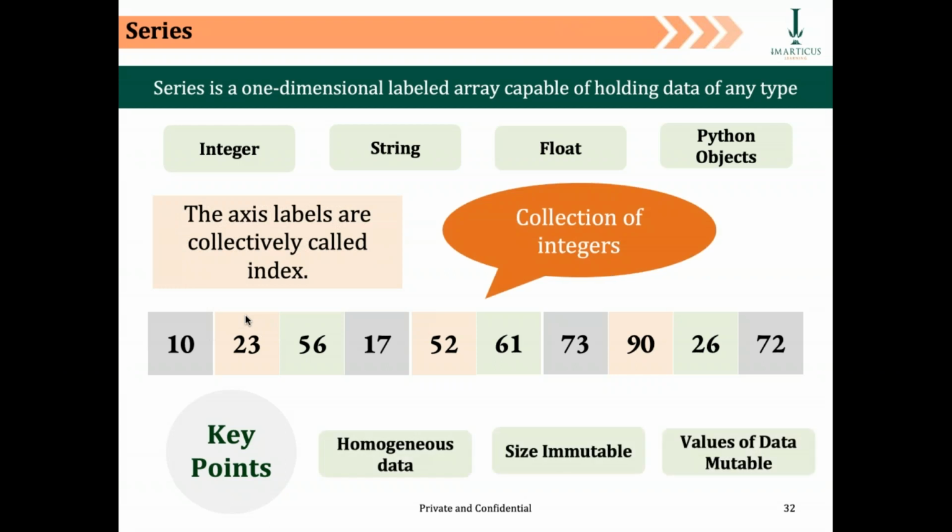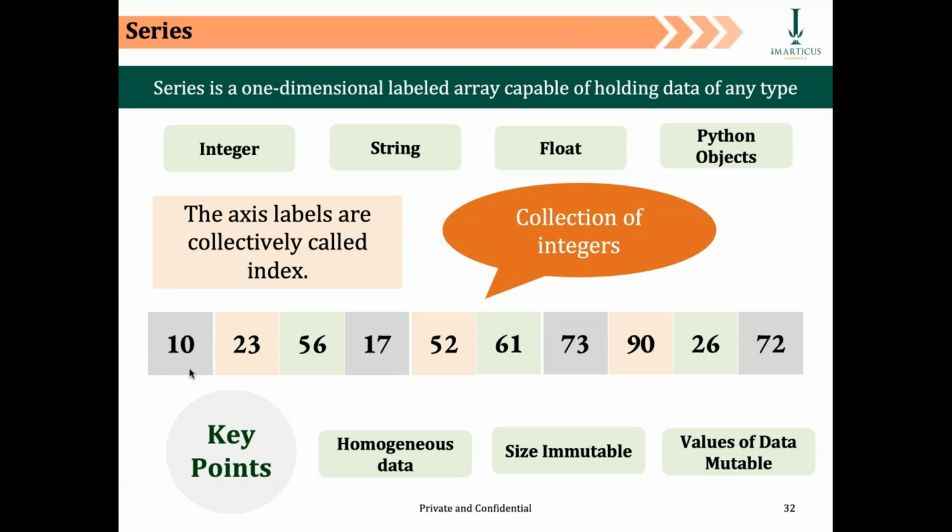Again, within the series, it's a one-dimensional labeled array capable of holding data of any type. So what types of data can it hold? It can hold integer, that is numerical data. It can hold float, again numerical data. It can hold string, categorical data, and it can also hold Python objects. We have also learned about various Python objects. These axis labels are collectively called the index. So indexes are something like the heading of it.